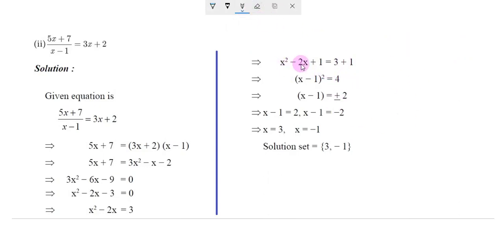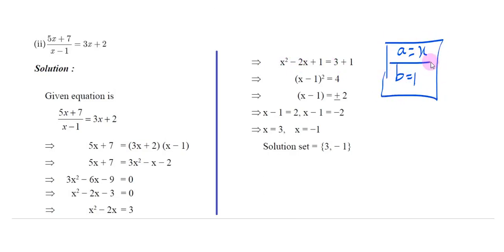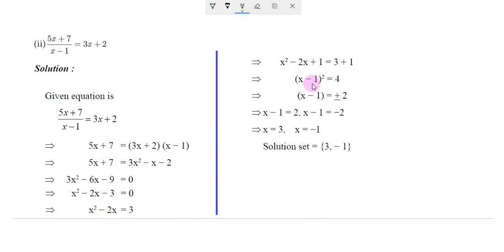Now x square minus 2x plus 1, so a equal to x, b equal to 1, we found already. So this is of the form a minus b the whole square form. So we take a equal to x, b equal to 1. So x minus 1 the whole square equal to 3 plus 1, value 4. Understood? So x minus 1 the whole square equal to 4.